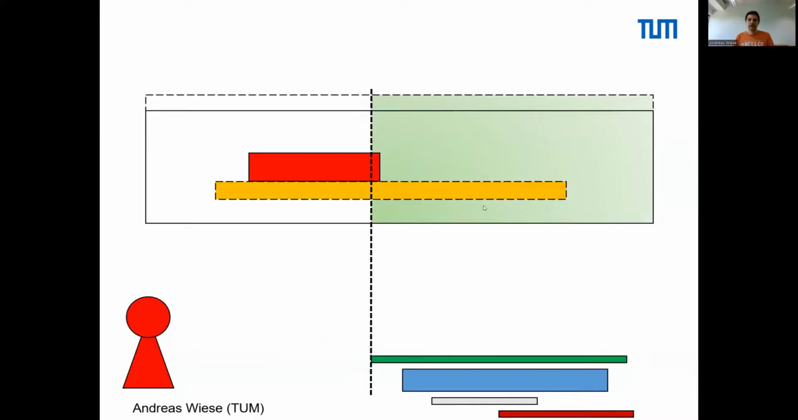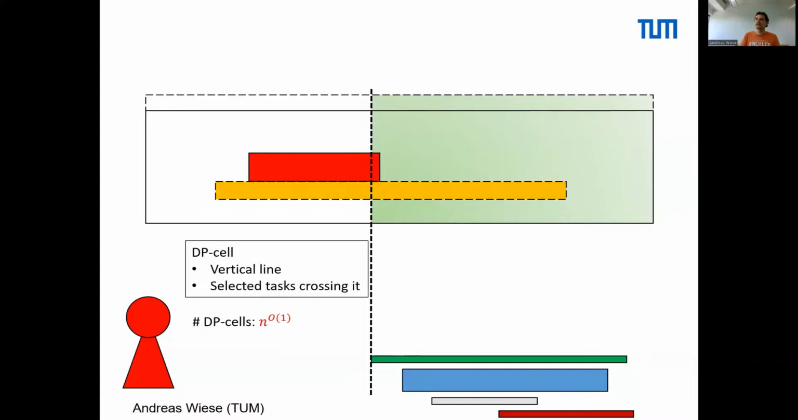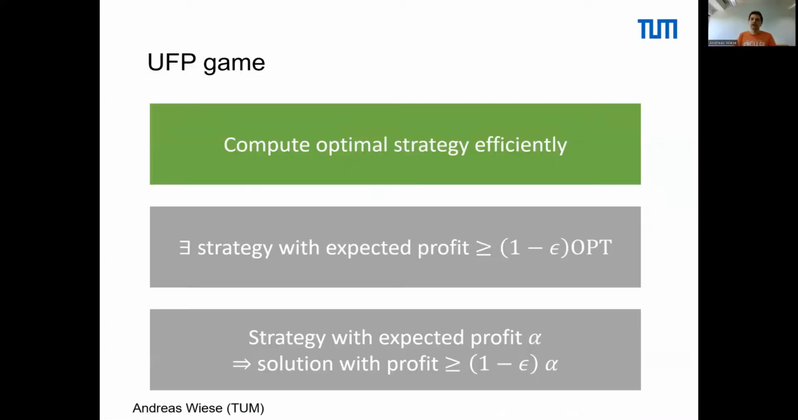Like before, I only care about tasks that actually cross this line. All I need to remember is those tasks that I've selected that are rounded up, that cross my vertical line here, and then the number of DP cells is actually bounded by a polynomial. Simply because I can have only a constant number of large or rounded up tasks that cross this vertical line here. So there are only n to some constant many possibilities for this. Okay, so that was relatively easy.